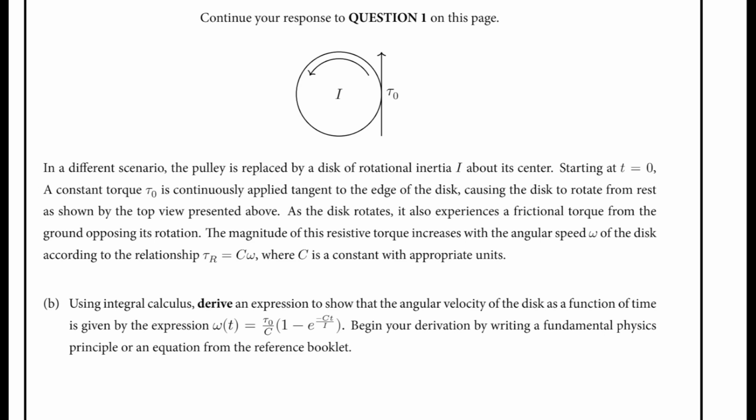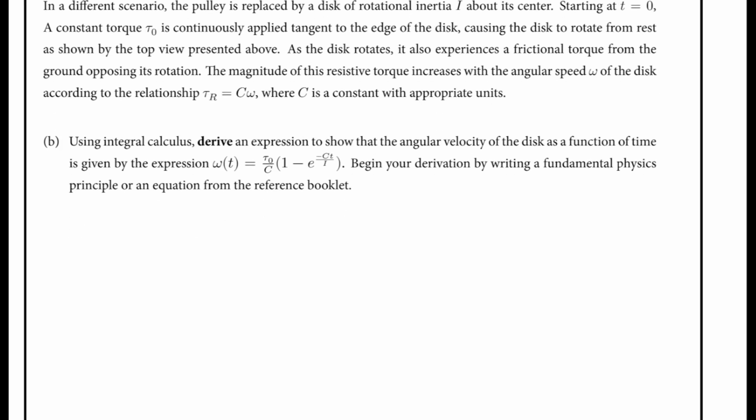But as it rotates, there's some sort of friction, and the faster the disk rotates, the more that frictional torque actually fights the motion. So picture it like the higher the rate that the disk rotates, the more it's dragging against that surface. And we want to use integral calculus to derive an expression to show that we get this nasty function of omega versus t. But if you've taken E&M, this looks very capacitor-esque.